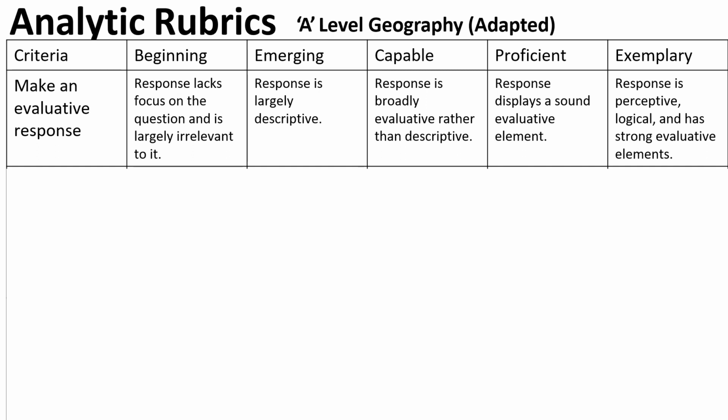And as you can see, from the beginning to the exemplary levels of standards, they depict a continuum-based orientation from novice to more complex understanding in making an evaluative response. Have a go at picking up two other criteria from the holistic rubric and map it out according to a continuum-based orientation across the beginning, emerging, capable, proficient, and exemplary levels.